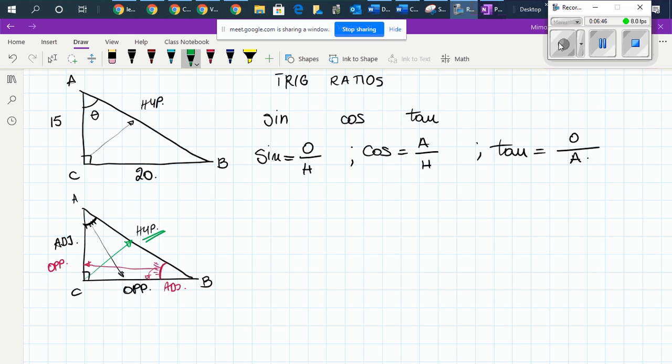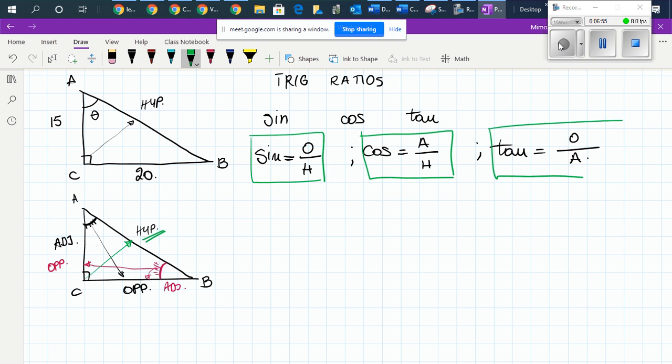Now, when we are looking to solve for the angle, we will use one of the ratios, either sine, cosine, or tangent. And which one are we choosing? We will base it on the information that is given to our triangle. So now we are looking for angle theta, this angle A here.